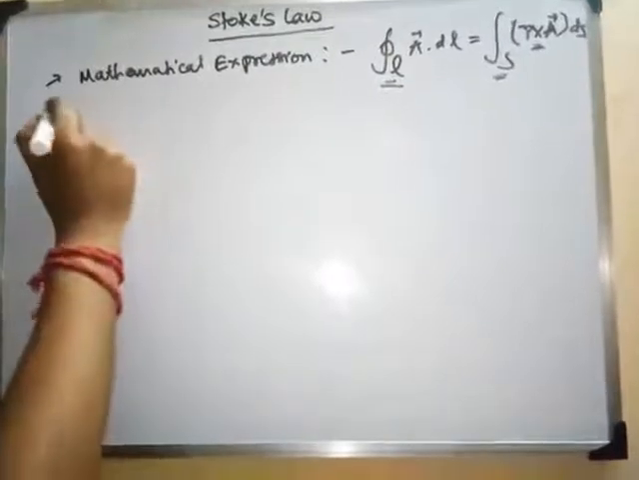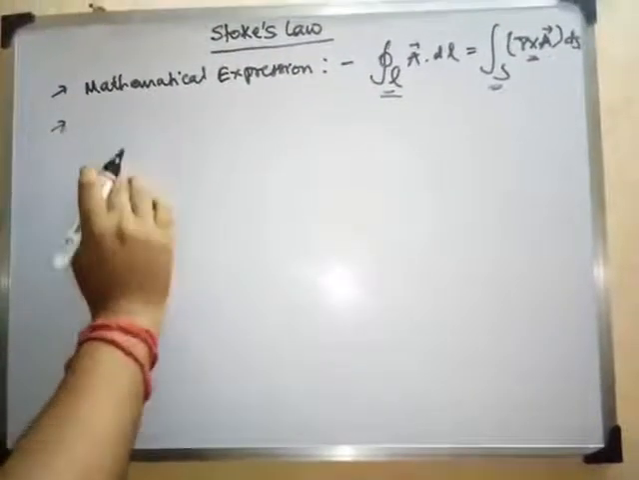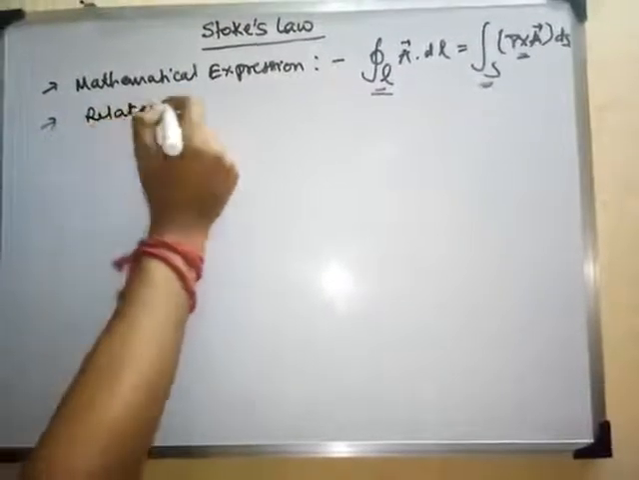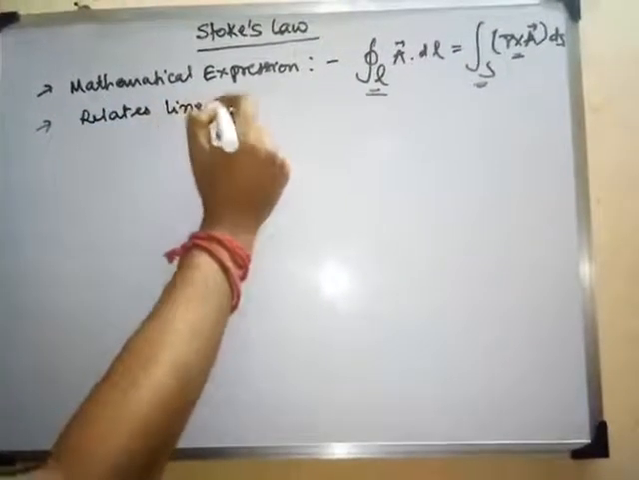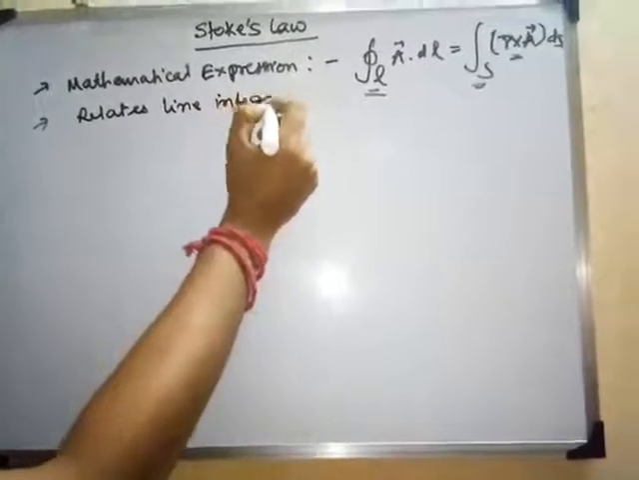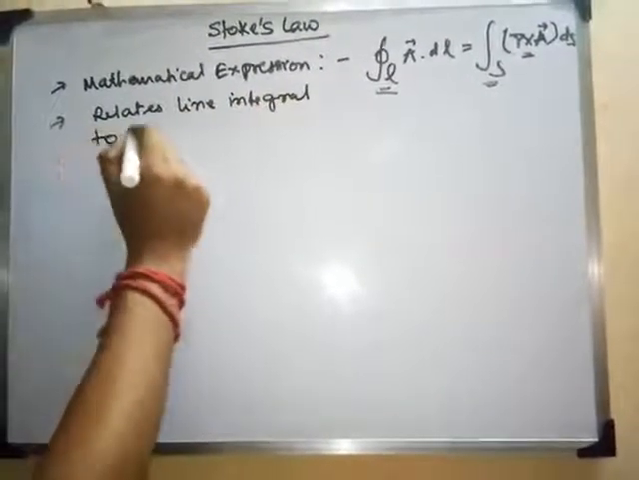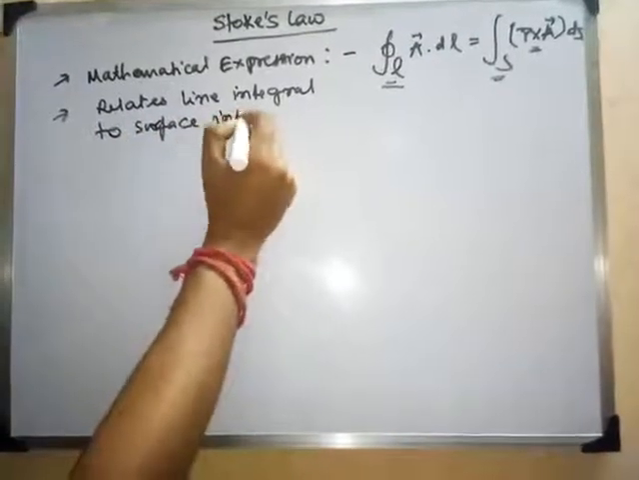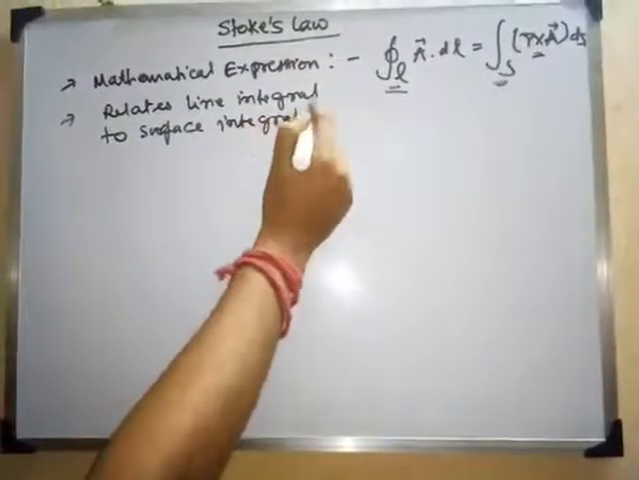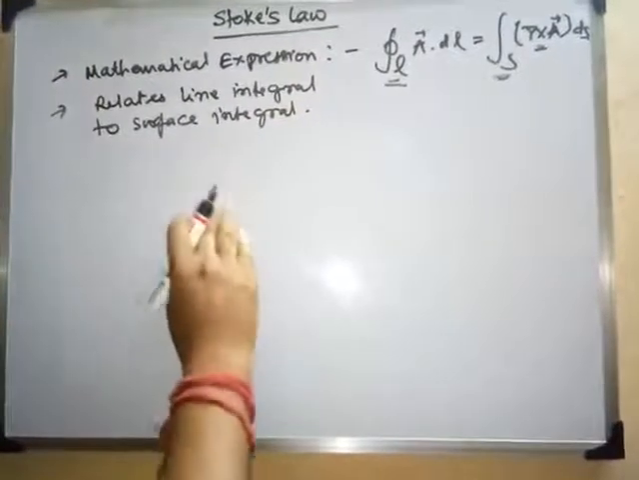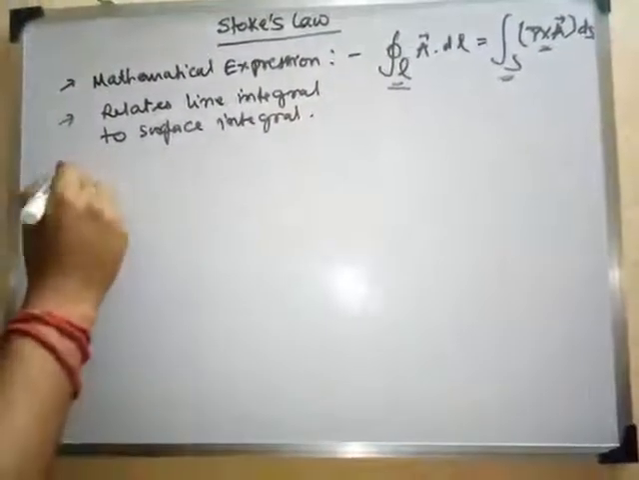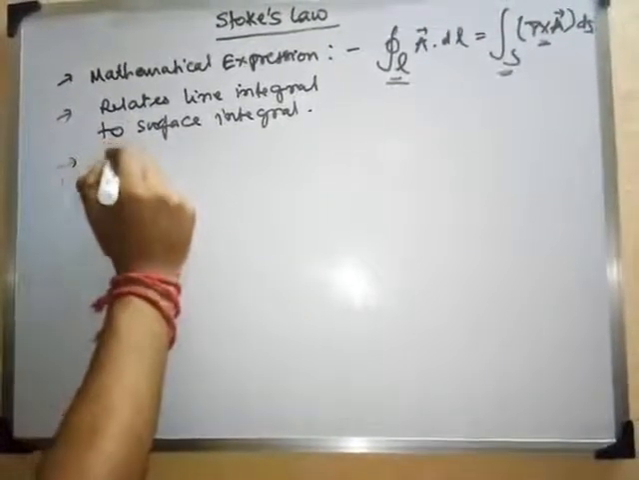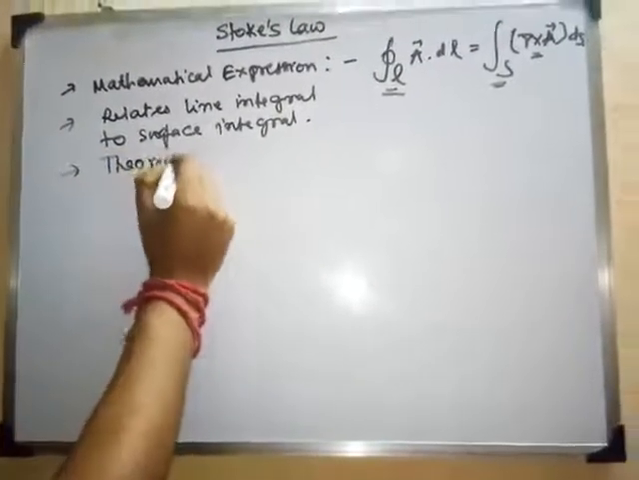So first, write the basics. The basics of Stokes law is that it actually relates line integral to surface integral. So this is important to remember, and the vice versa can also be done, right? Now write the theorem. Let us study what the theorem states.